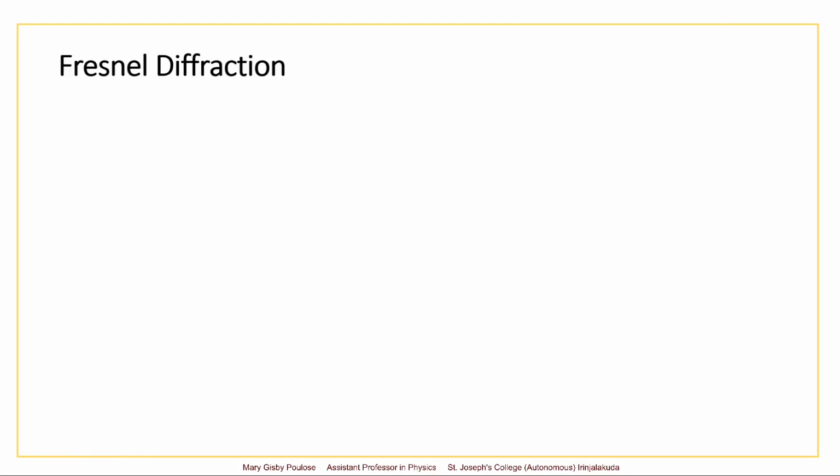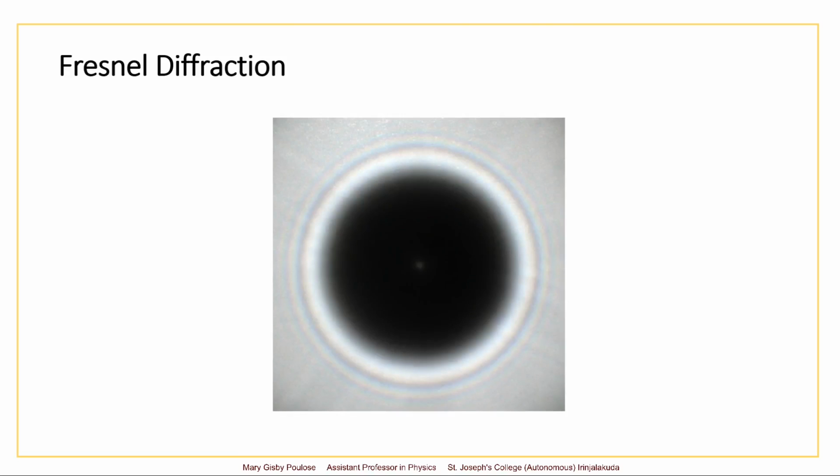Now let us see in particular Fresnel diffraction. This figure shows the diffraction pattern. At the center we have a region of low intensity, and surrounding it we have regions of higher intensities followed by certain minima. At the exact center, if you look properly, you will be able to see a very small bright spot, and this is called the Arago bright spot or Poisson spot.